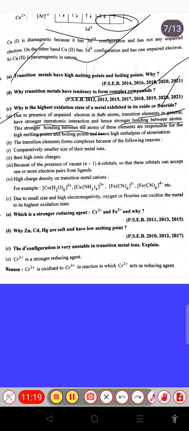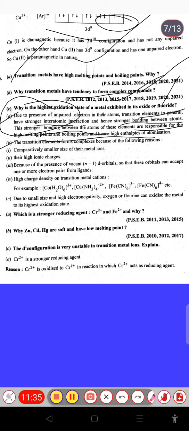Stronger bonding between the atoms of these elements is responsible for the high melting and boiling points and hence a high enthalpy of atomization. So all the phenomena revolve around the unpaired electrons. So the second question is, why do transition metals have a tendency to form complex compounds?